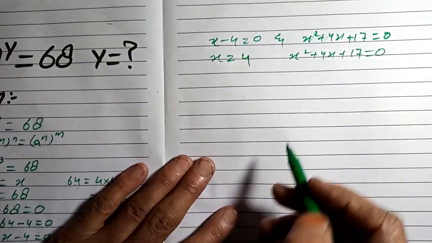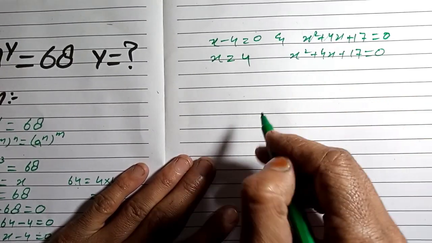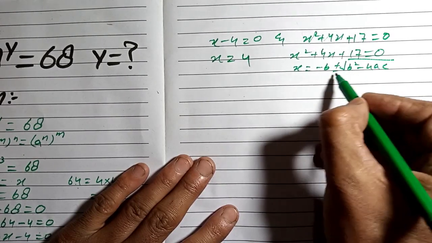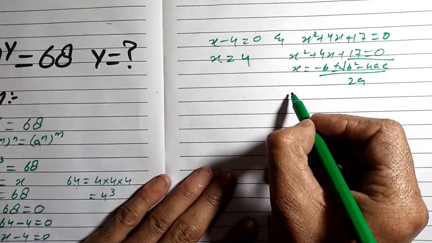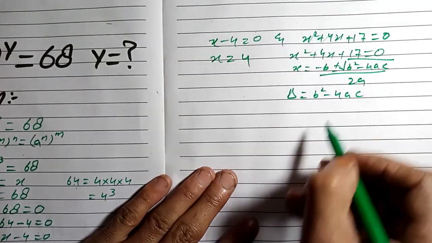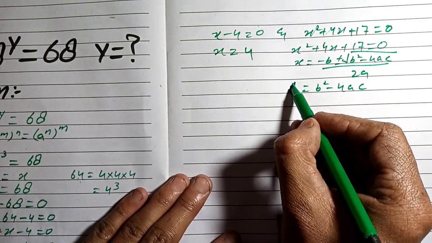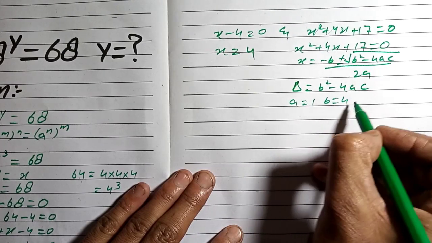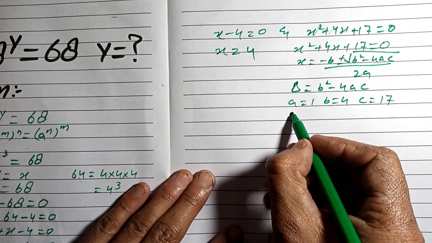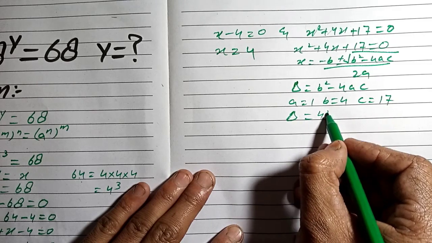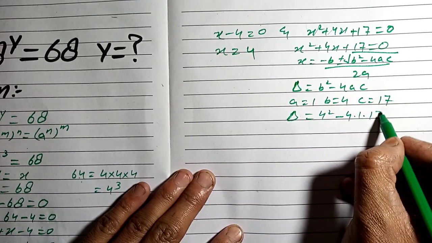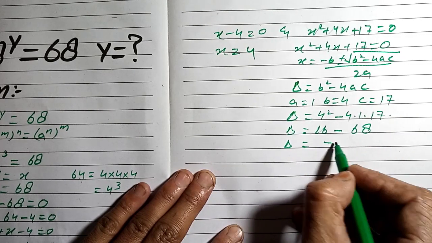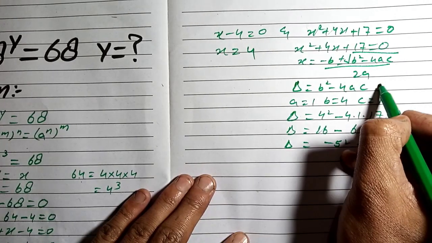x^2 + 4x + 17 = 0 is a quadratic equation form. We find the values by using the quadratic formula, x = (-b ± √(b^2 - 4ac)) / 2a, or we can use the discriminant formula b^2 - 4ac. If the discriminant is less than 0, then we get complex numbers. Here a = 1, b = 4, and c = 17. By the discriminant formula, delta = 4^2 - 4 × 1 × 17 = 16 - 68 = -52, which is less than 0.